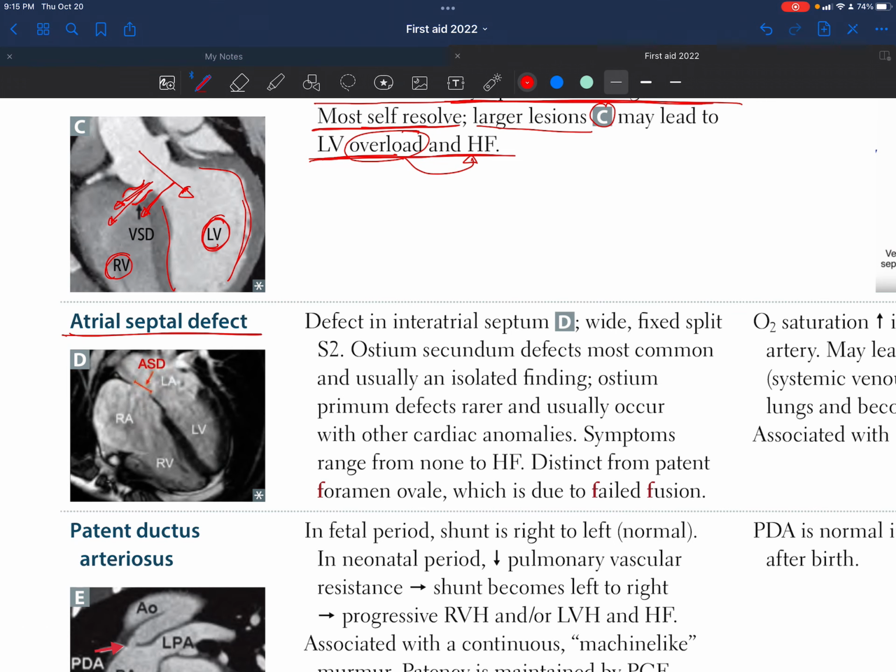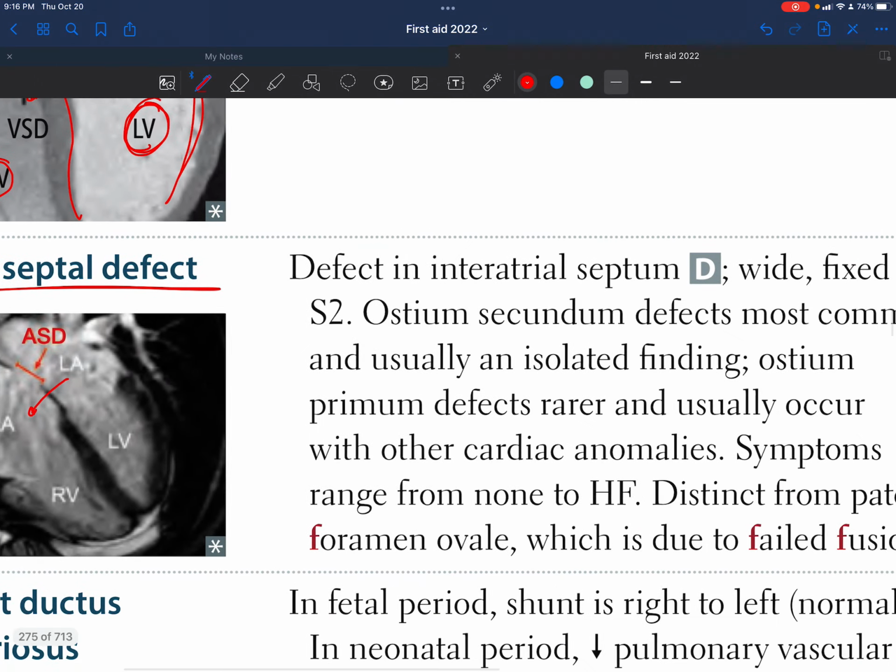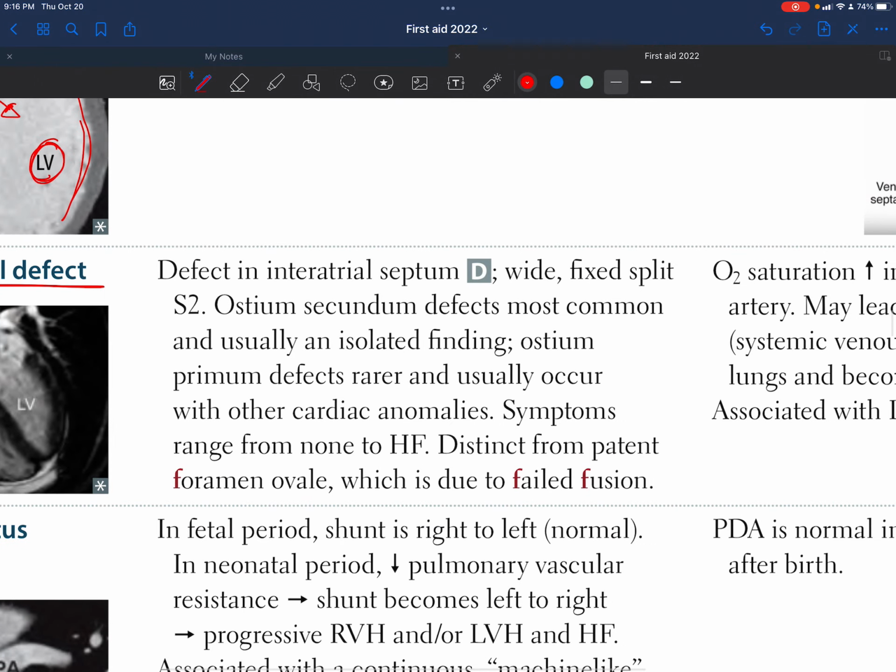While the atrial septal defect is, as this image says, there you go, an opening between the left atrium and the right atrium. So that's where blood is going. So it's a defect in the interatrial septum. There's a wide, fixed split S2. So what it says here is that the ostium secundum defects are most common and usually an isolated finding.